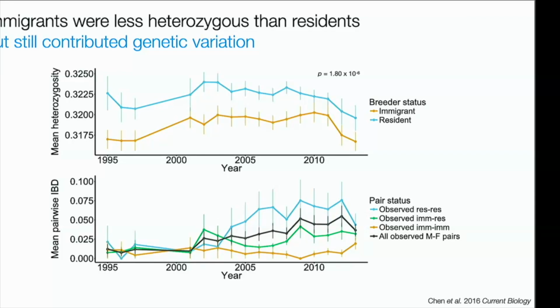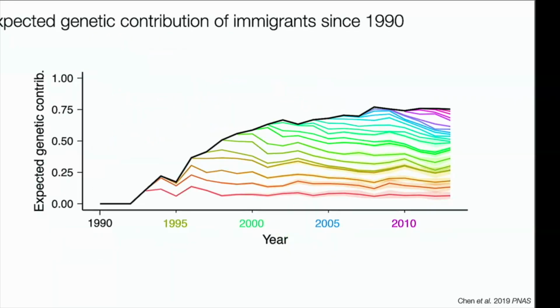And we can actually go a step further than this and use simulations on our population pedigree to estimate the cumulative expected genetic contribution of immigrants to our population over time. So here I'm starting simulations in 1990, and the black line shows the total expected contribution of all immigrants showing up in our population starting in 1991 and moving forward. The colored lines just show the stacked contributions of each incoming cohort. So by 2013, about 75% of the genetic variation present in our birth cohort was actually introduced via immigration.